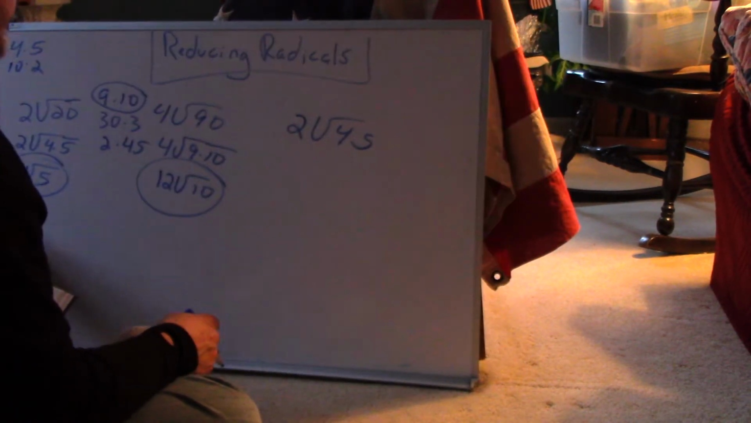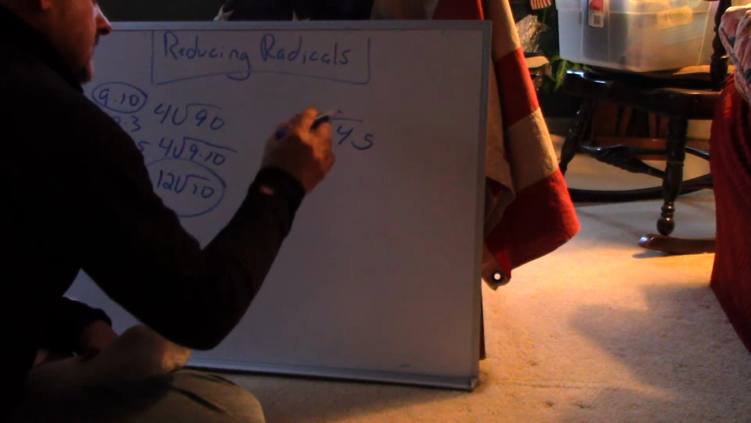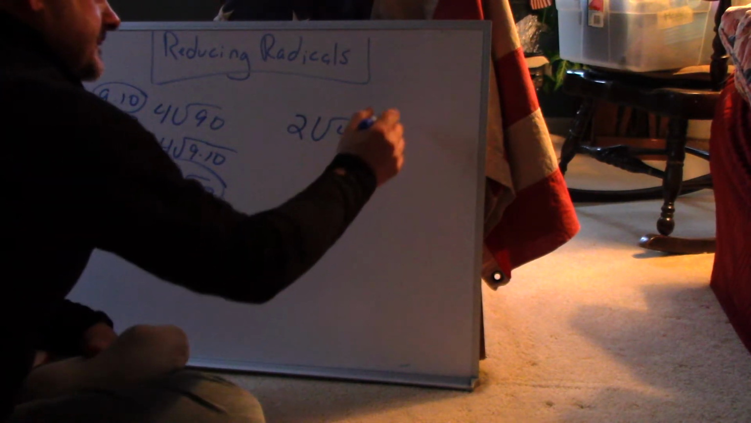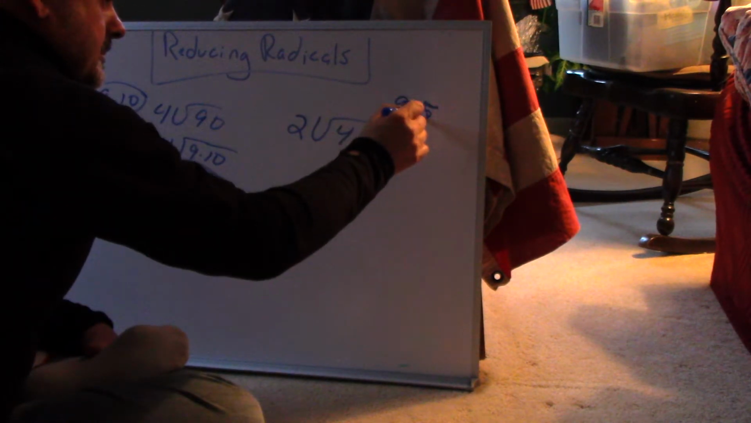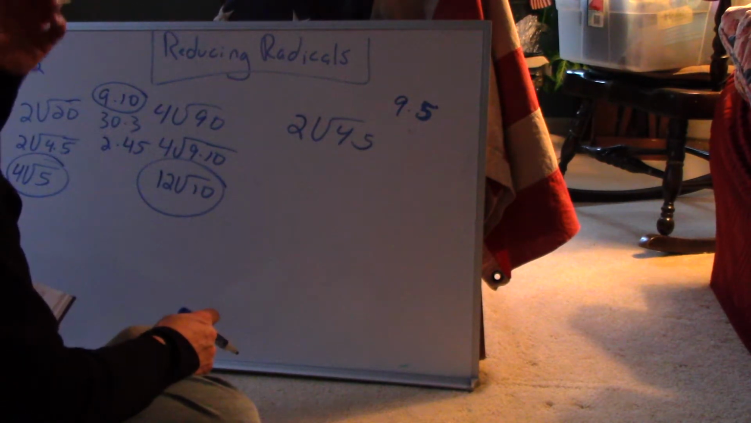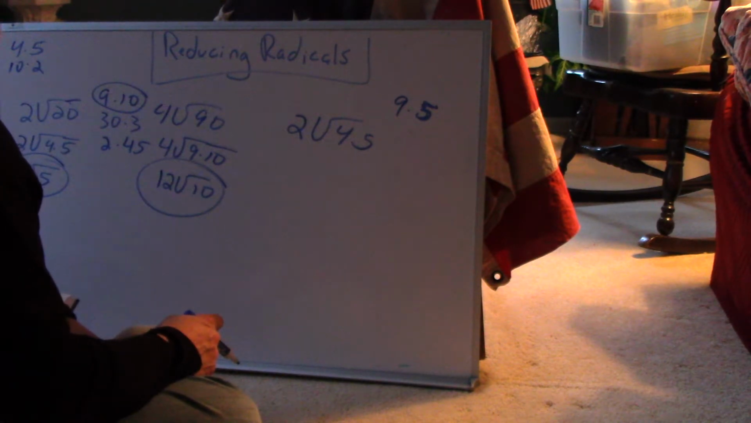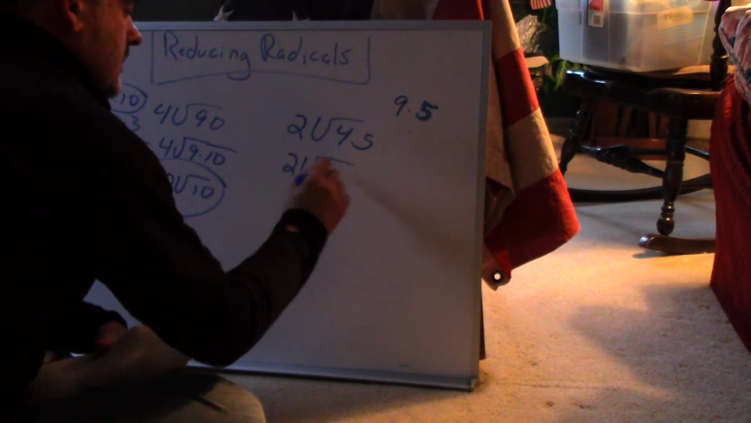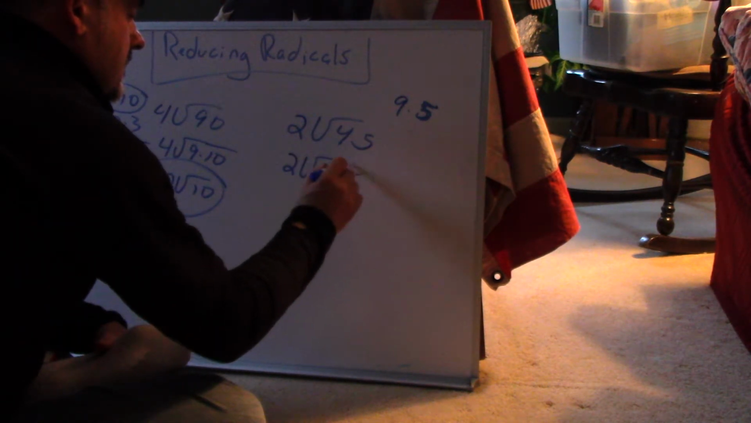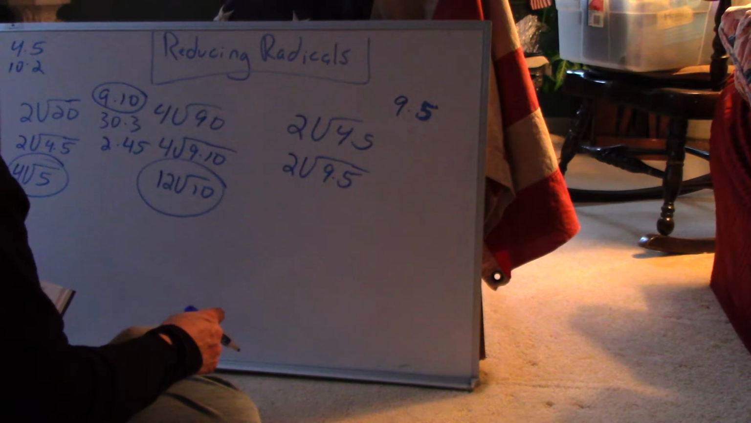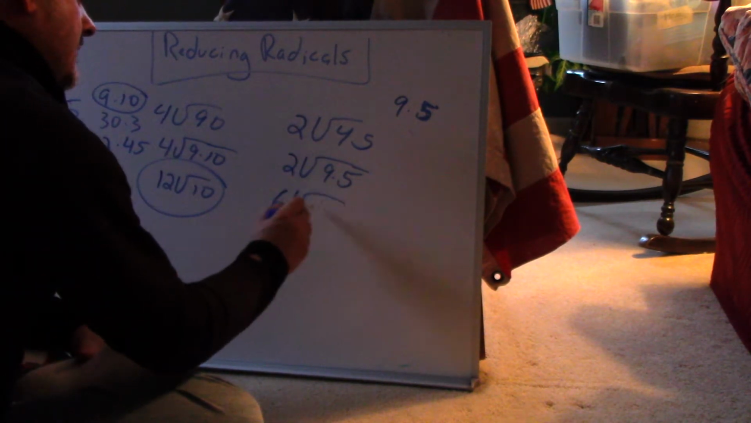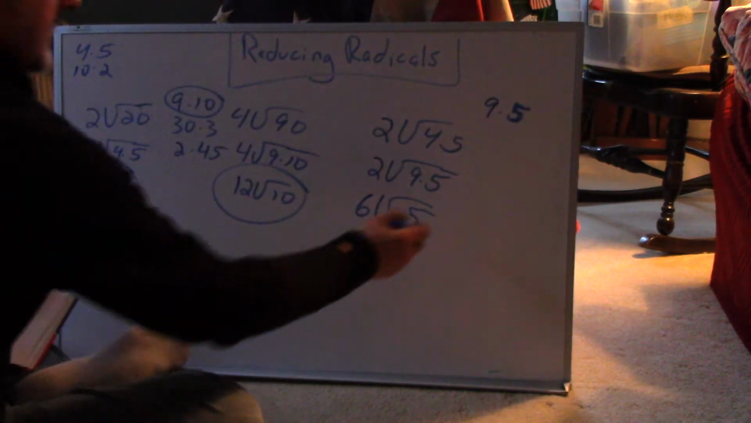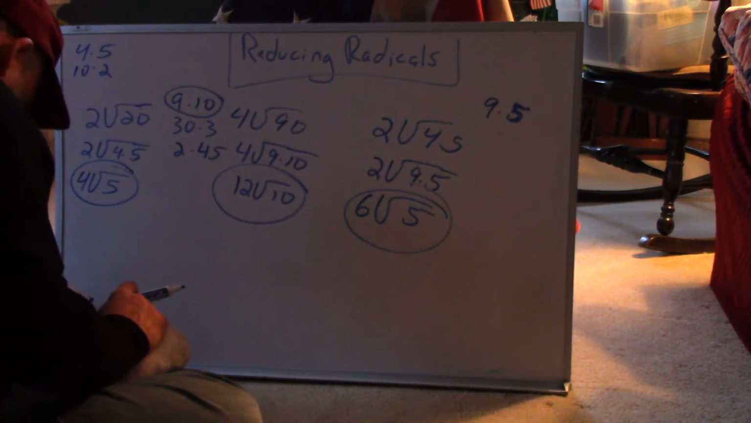Here's another one. What are the factors of 45? 9 and 5. That's the one I thought of right away. 9 times 5. Okay. So, let me write it. What's the square root of 9? 3. 3 gets multiplied by the 2. That's a 6 radical 5. Okay? That's your answer. I hope you're getting this.